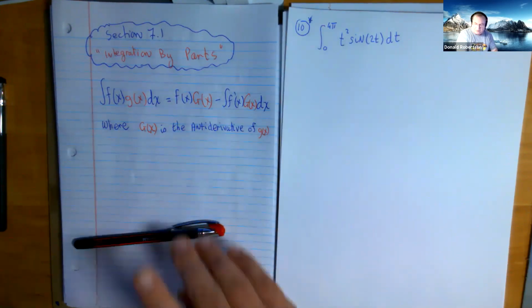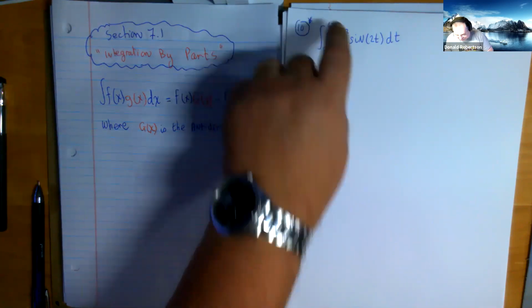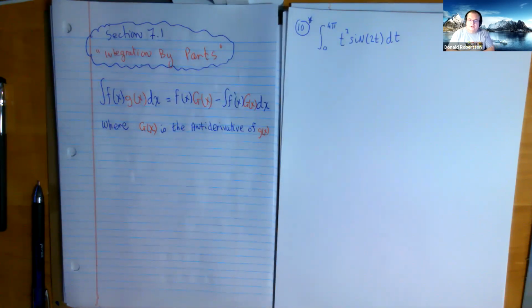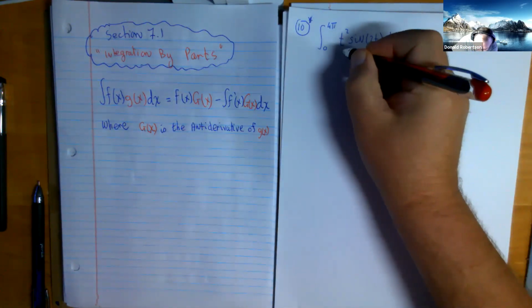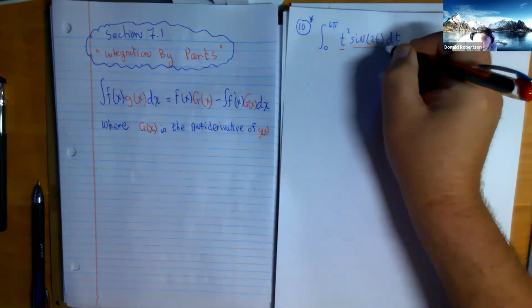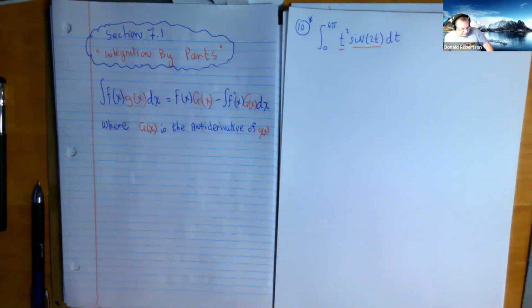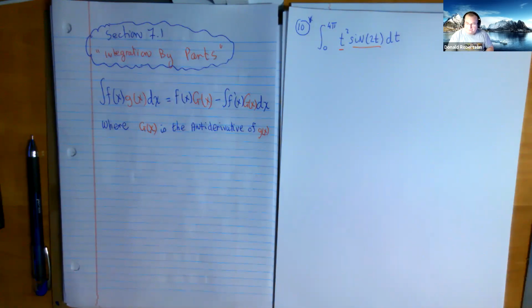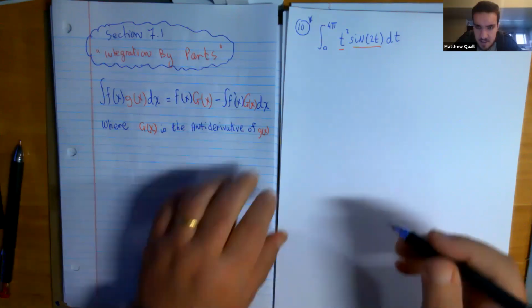Here is our first function. It has some limits of integration, which are really no big deal. Here are the two pieces. Which one's going to be f of x? Sine.